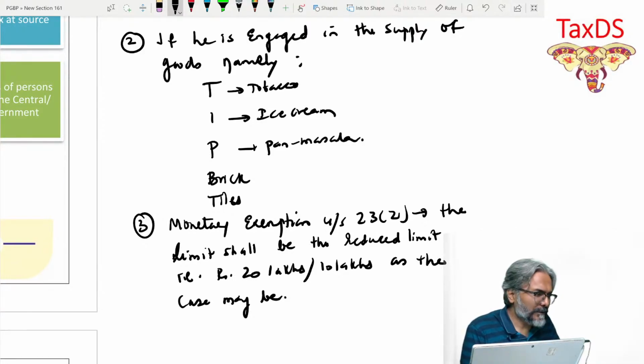Have you all copied on this one, students? Every one of you? So over here, in these three cases, the enhanced limit of 40 lakhs is not available. In these three cases, the enhanced limit of 40 lakhs will not be made applicable. Only the 20 lakhs limit is what needs to be considered.